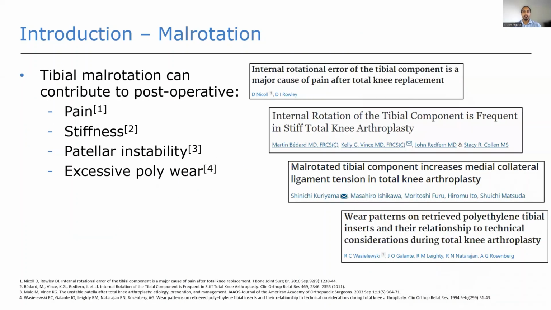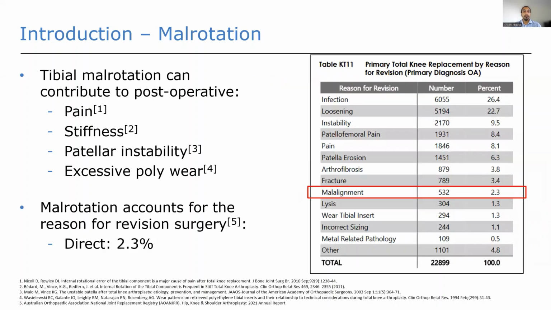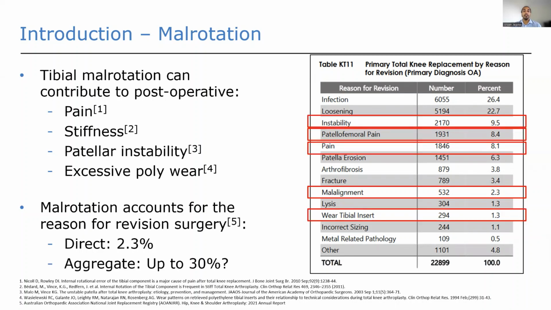Despite these techniques, tibial malrotation still occurs and can contribute to pain, stiffness, patellar instability, as well as excessive polyethylene component wear. The incidence of malrotation is about 2.3% in Australia in 2020. However, when we consider these aggravating factors, it may be as high as 30%.